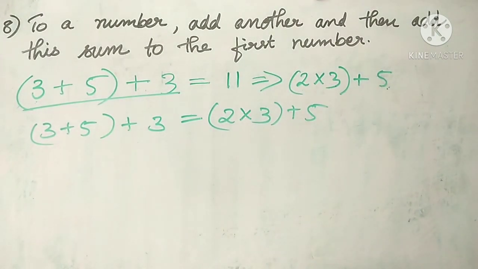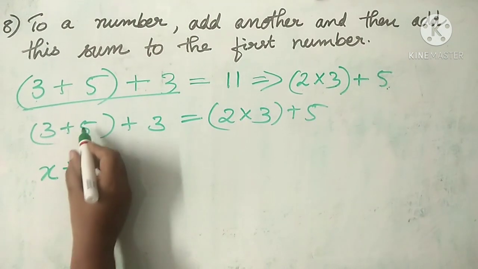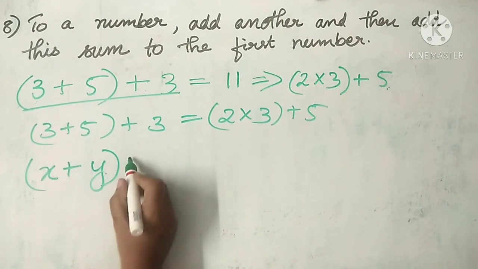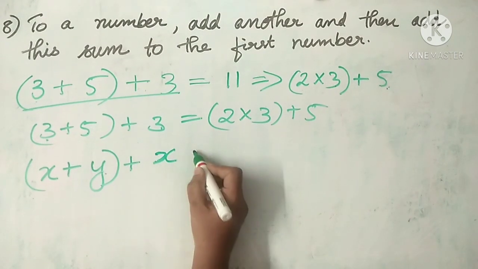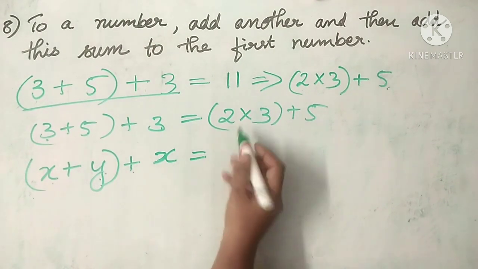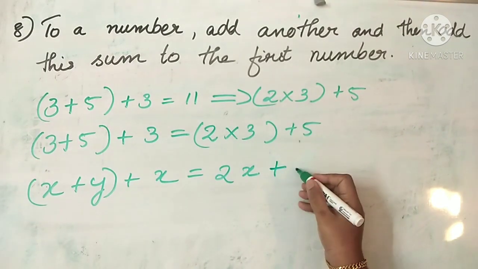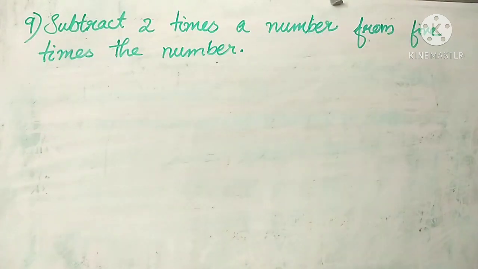Now let us express this in an algebraic expression. 3 is the first number, so x, and 5 is the second number, so take it as y. x plus y plus x, the first number again, is equal to 2 into x, that is 2x, plus, instead of 5, the second number y. So it is 2x plus y.